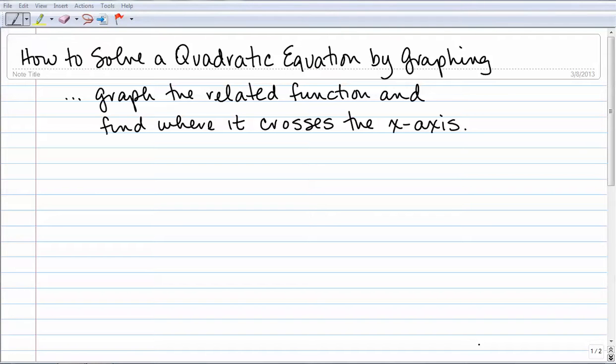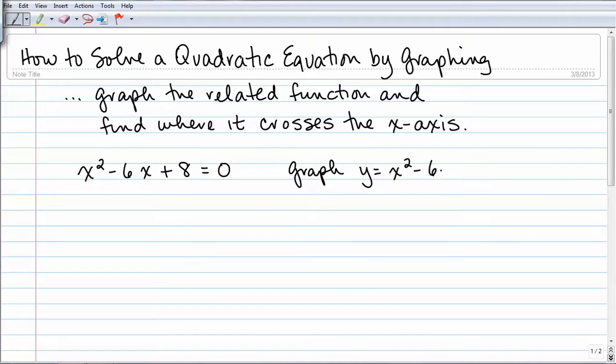To solve a quadratic equation by graphing, we want to graph the related function and find where it crosses the x-axis. So for example, if I need to solve x squared minus 6x plus 8 equals 0, I'm going to graph the related function, which is y equals x squared minus 6x plus 8.